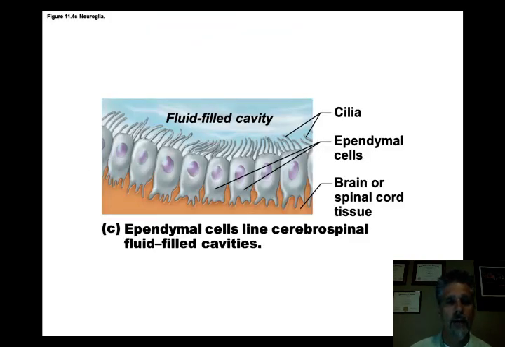And you can see how they often have cilia, and that will cause flow of this fluid that they've created through the cavities and chambers.